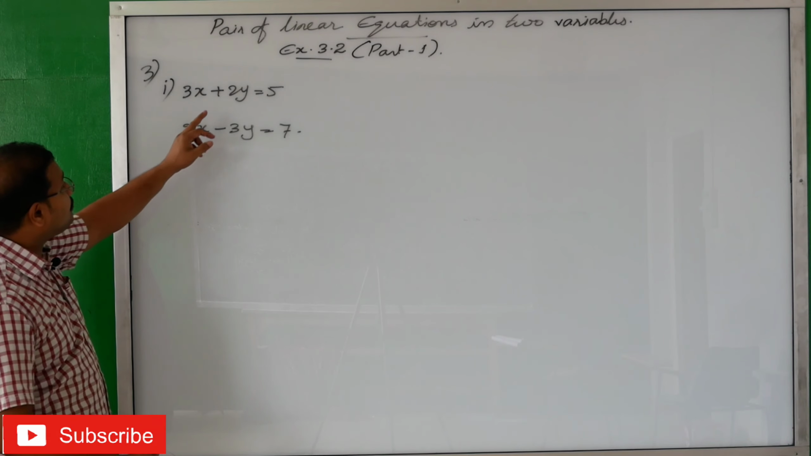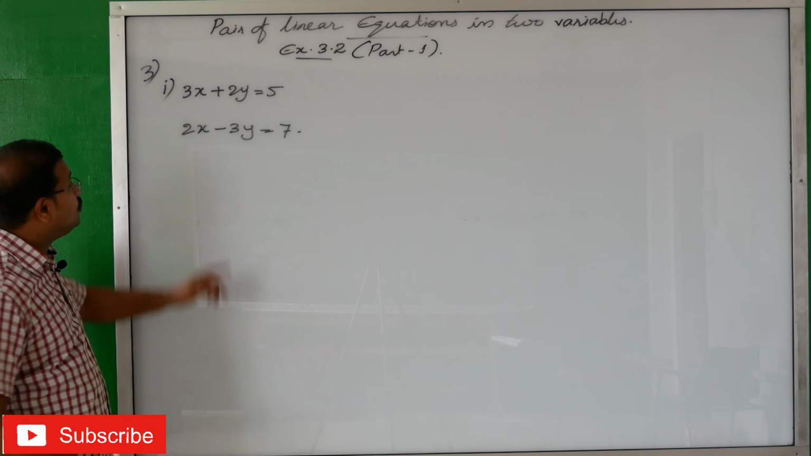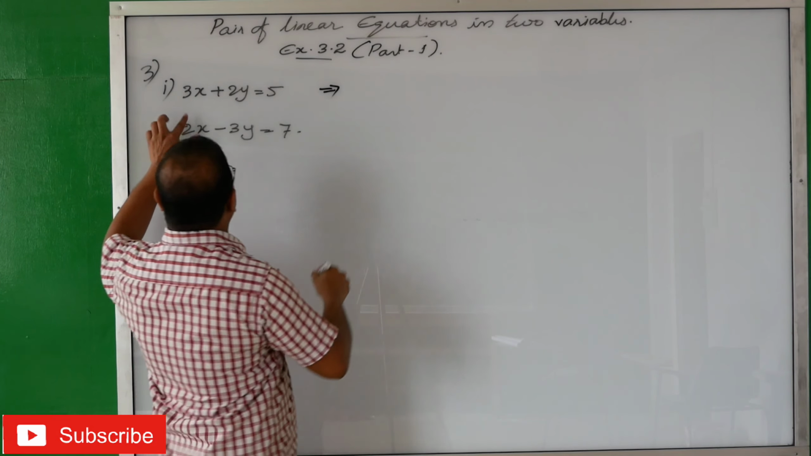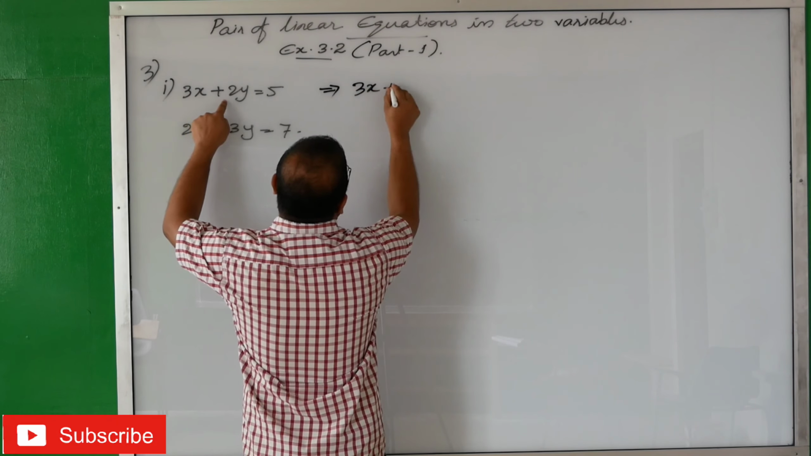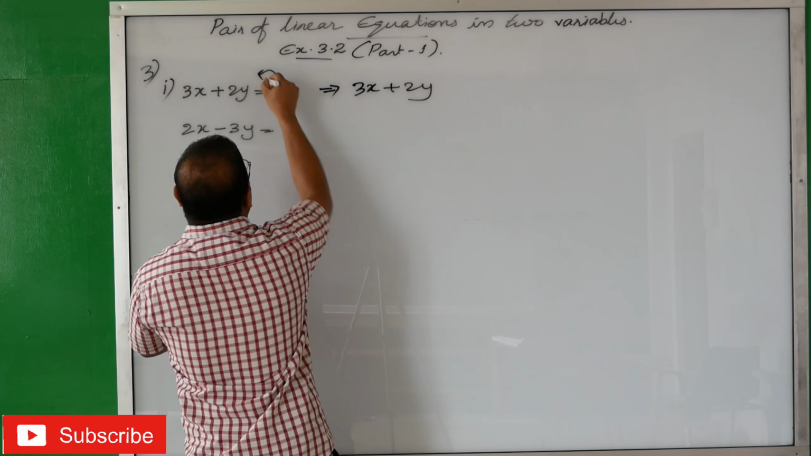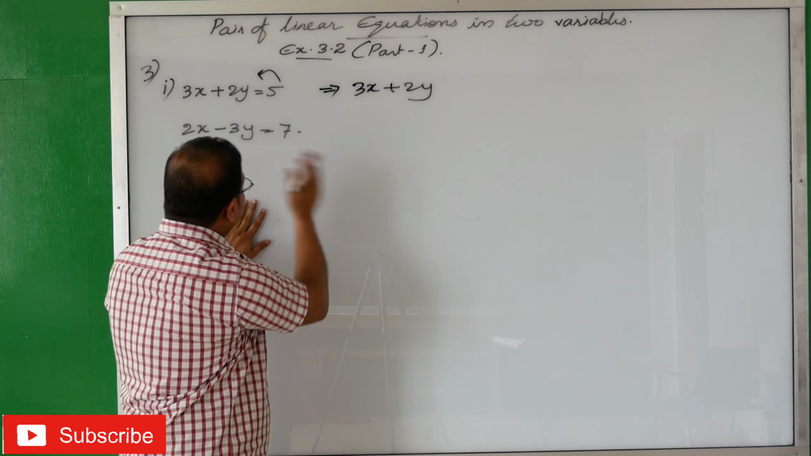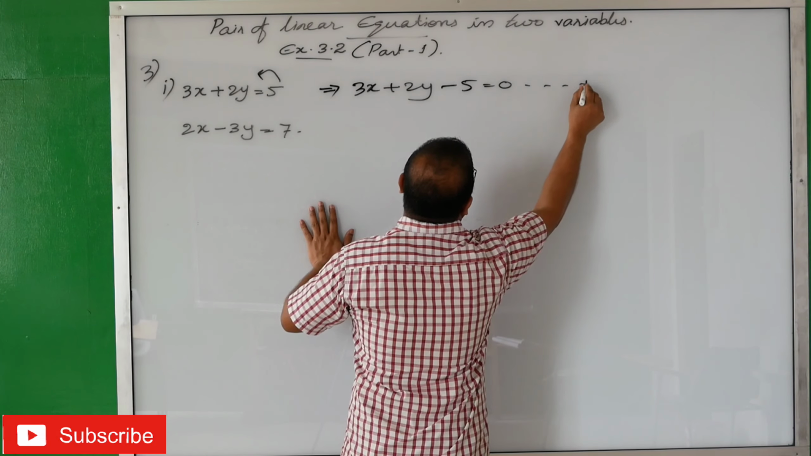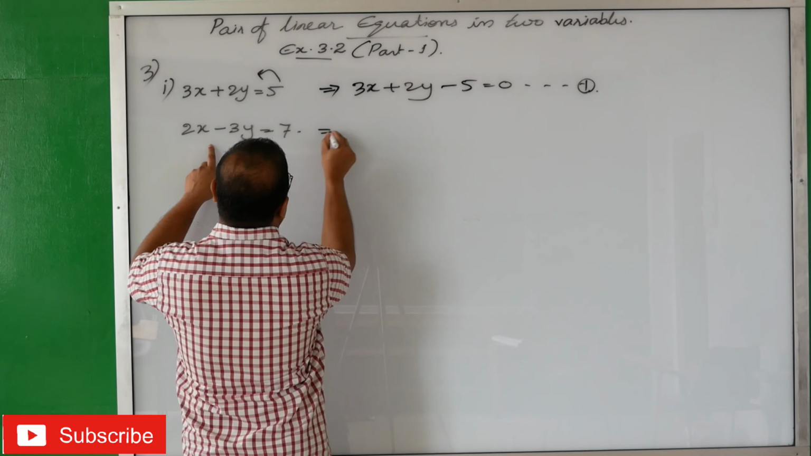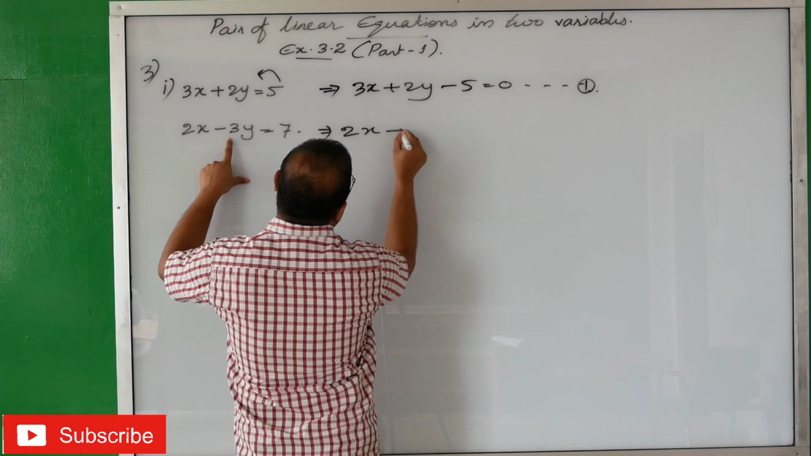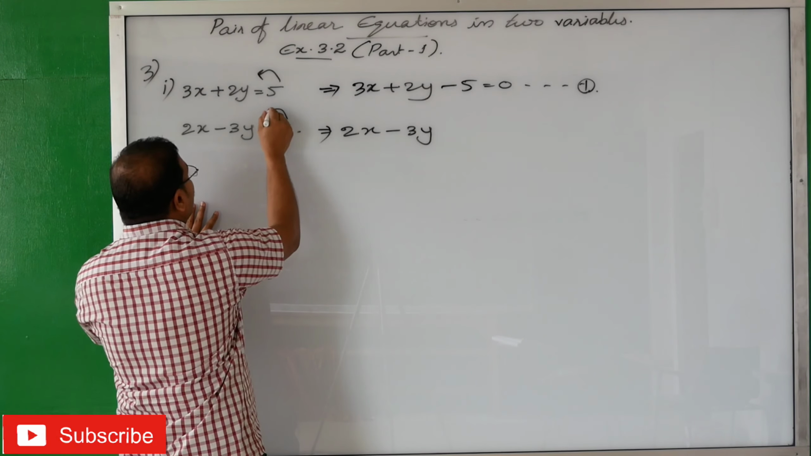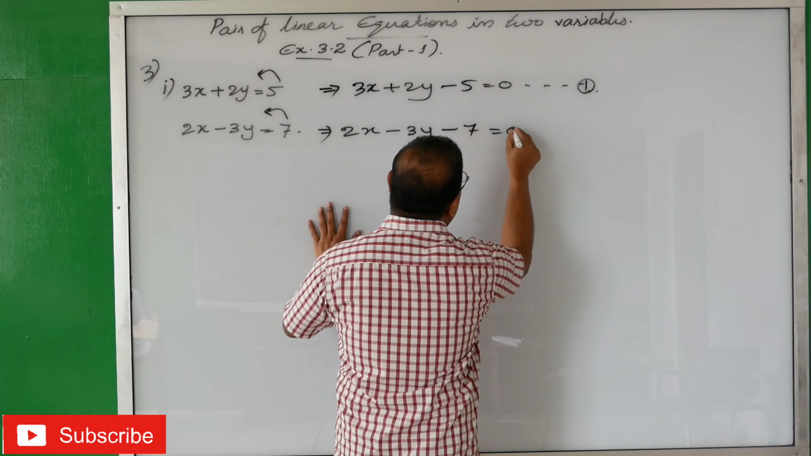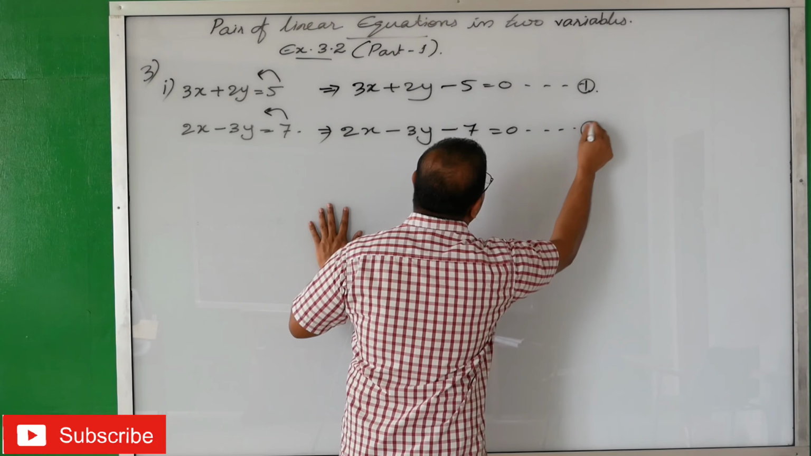First question, 3x plus 2y equals 5, 2x minus 3y equals 7. So this one we are arranging one more time. That is 3x plus 2y, if 5 goes to the next side, because it is on the right side, minus 5 equals 0. This is equation number 1. After that, the second equation, 2x minus 3y, 7 goes to the next side, that means minus 7 equals 0. This is equation number 2.